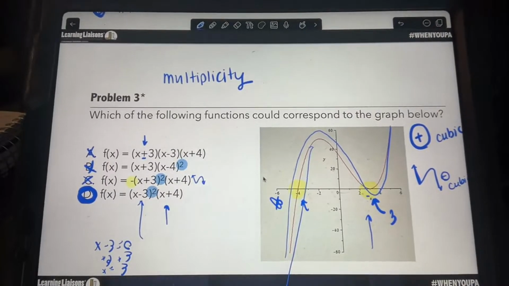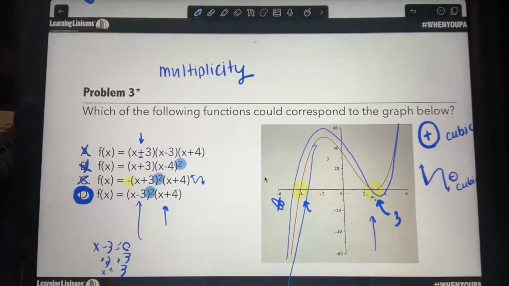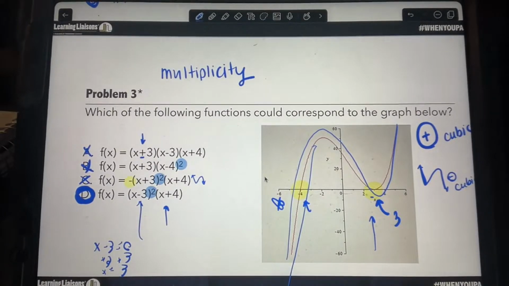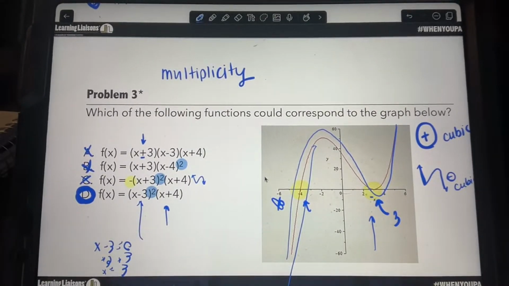Questions? Comments? Concerns? Awesome. Moving on to problem number 4.